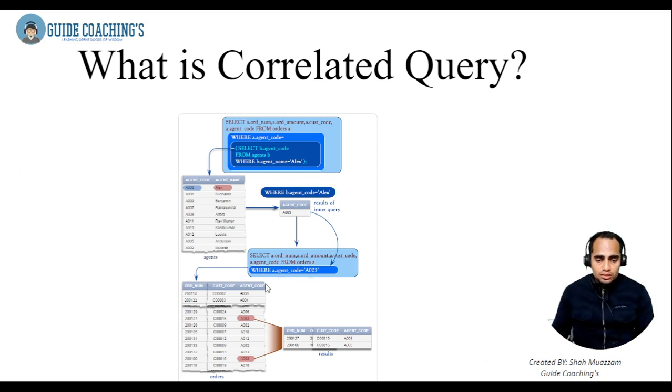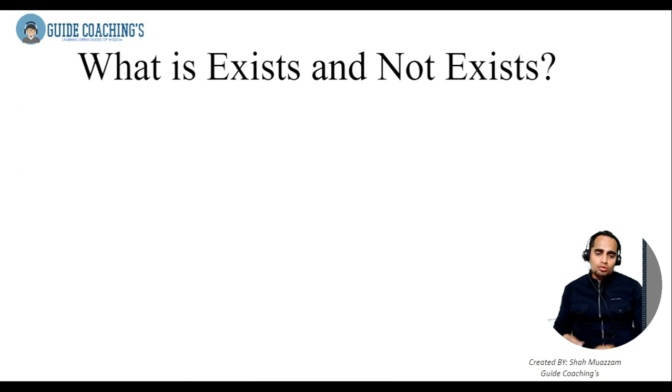Then it checks the result of the query, A003. It goes from the agents table to the orders table now, and in the orders table it finds the agent whose agent code is A003. So these two tables are located and they will be returned as output. Now we will be seeing exists and not exists.